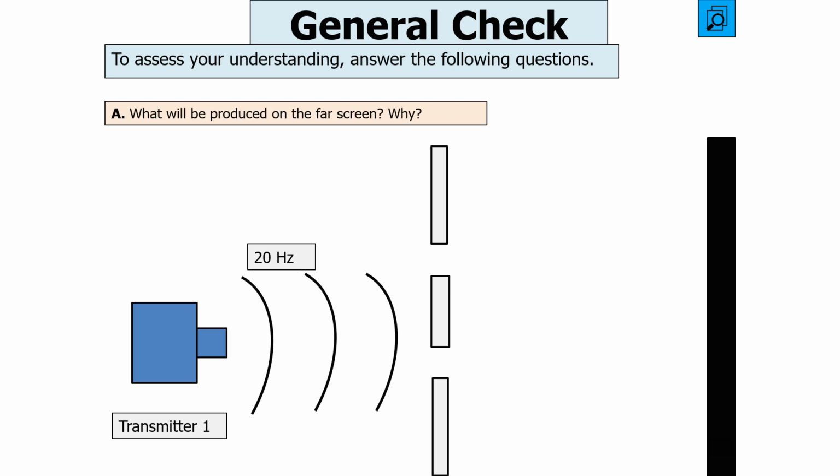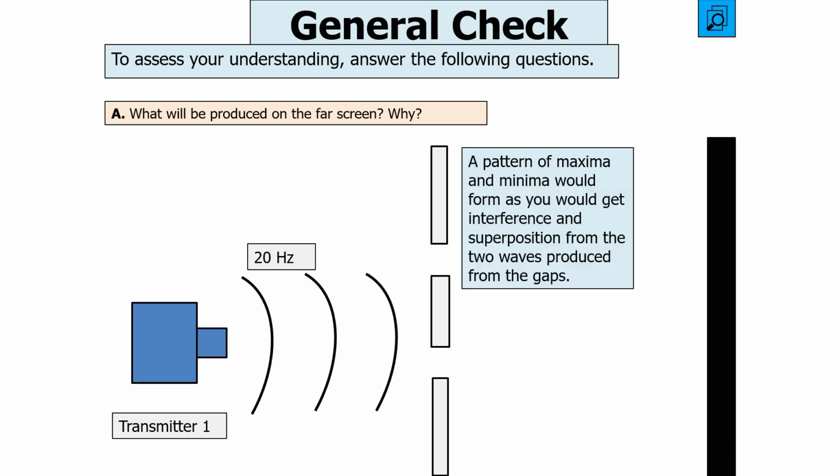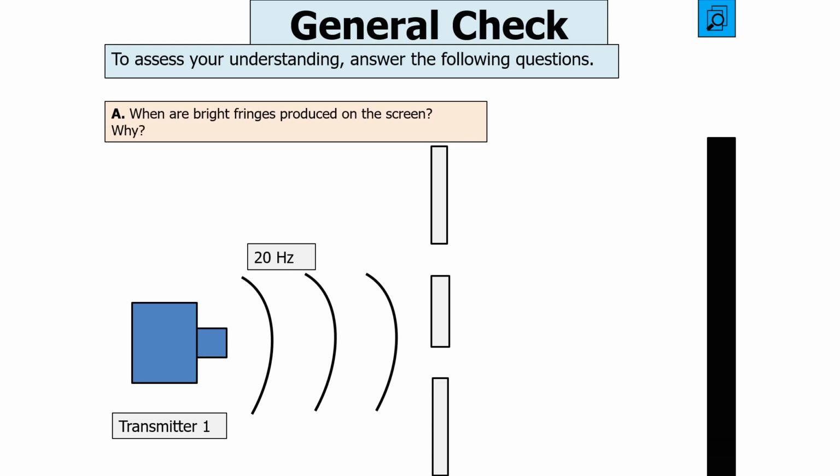What will be produced on the far screen and why? So pause the video now, then unpause the video when you want to go through your answer. A pattern of maxima and minima would form as we get interference and superposition from the two waves produced from the gaps. When are bright fringes produced on the screen and why?